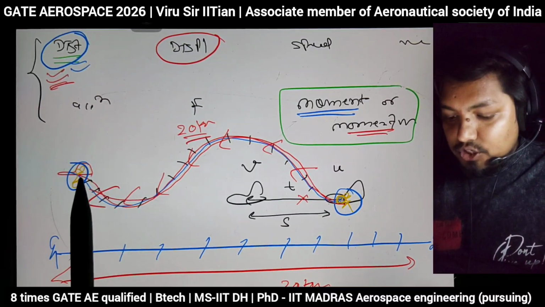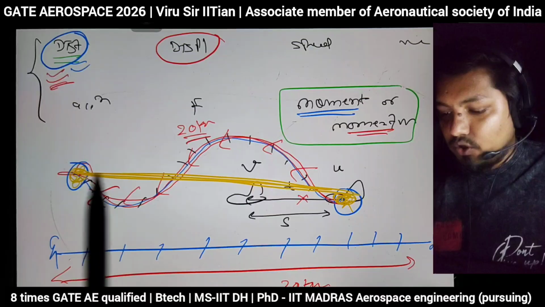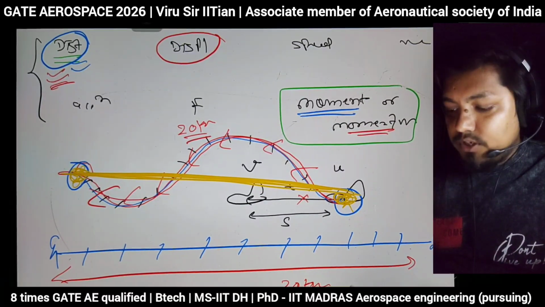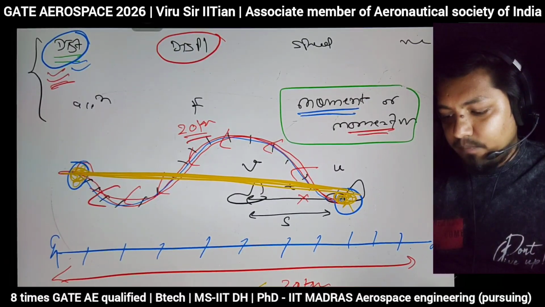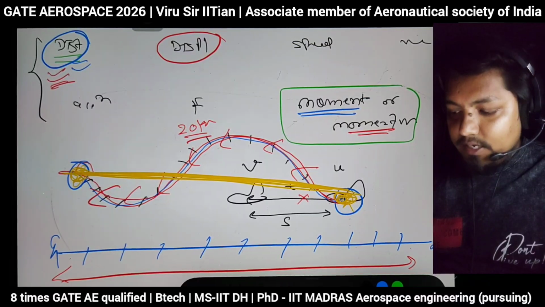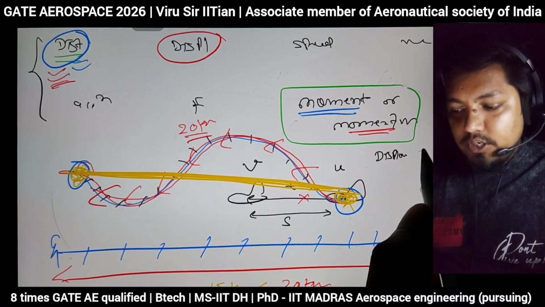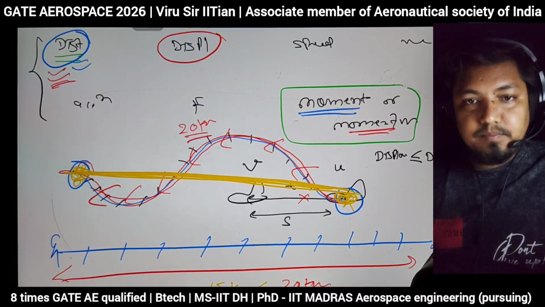Displacement means the shortest distance between the initial and final point. The shortest distance will be your displacement. Of course, displacement is going to be less than the 20 kilometers, so just suppose some 15 kilometers. So one thing is clear: your displacement is always less than or equal to distance.